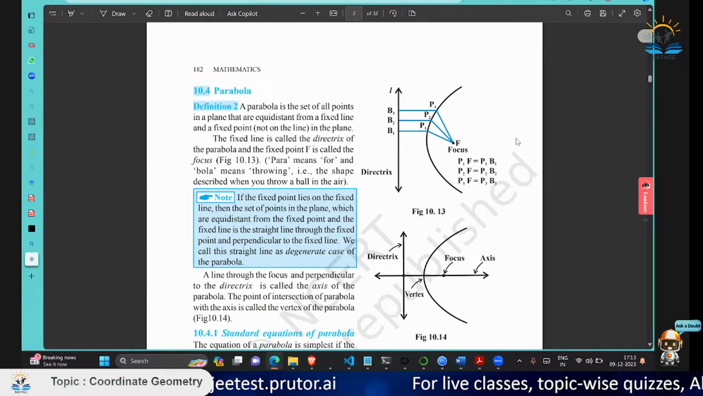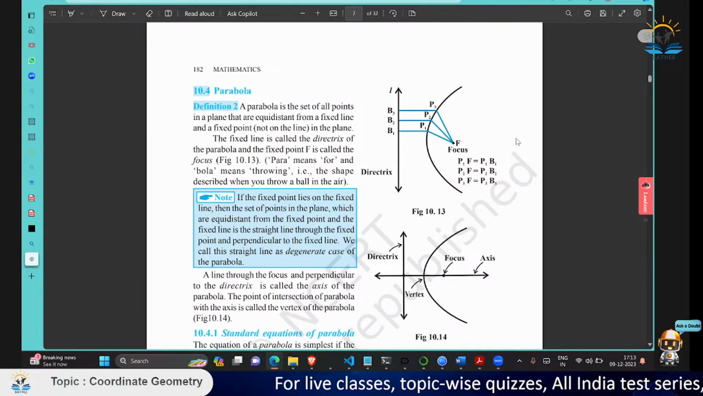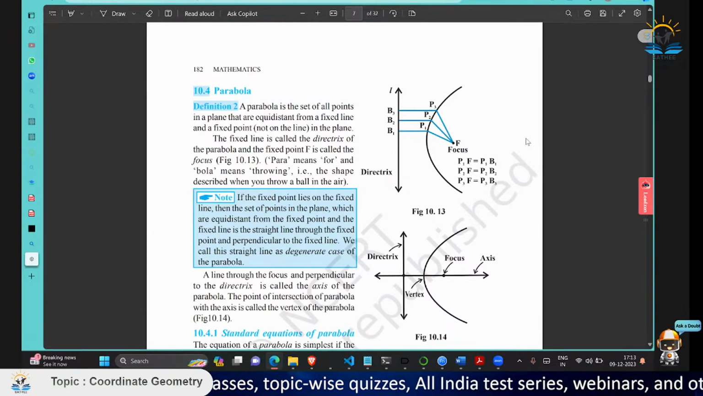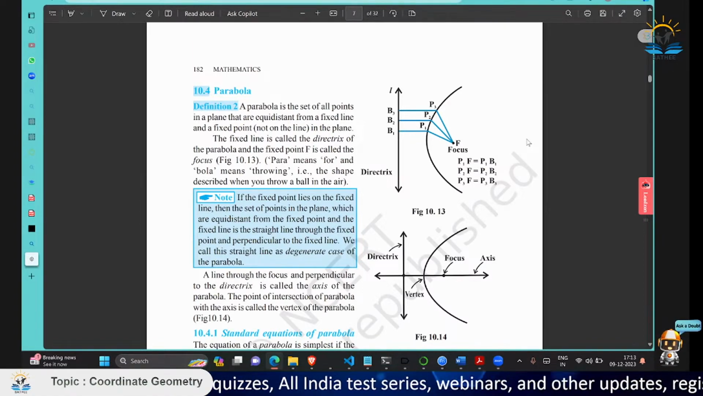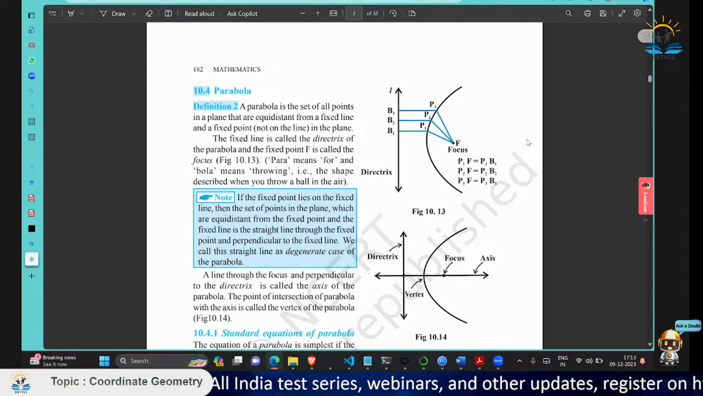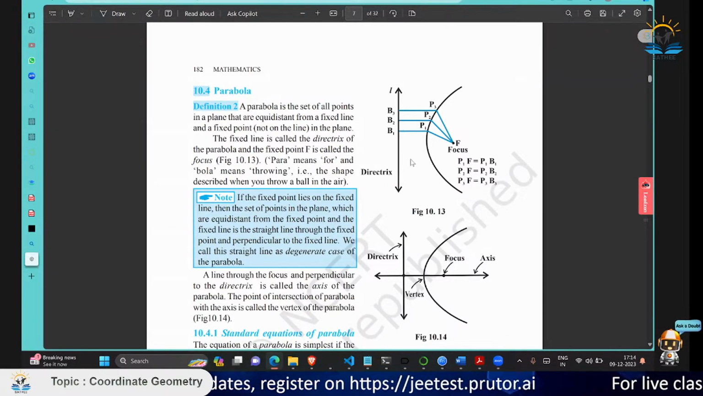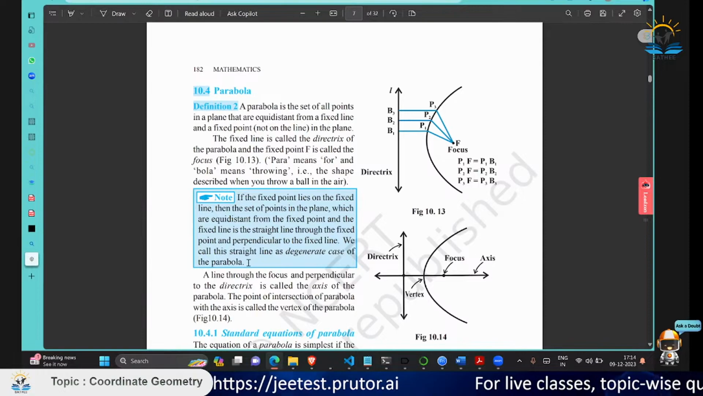So in the case of a circle, what we learned was that all the points of the circle were equidistant from the center. On the parabola, all the points are equidistant from the line and the point, which is not on the line. So this line is called the directrix of the parabola, and this point F is called the focus. These are the terms which you need to remember, and you must have played with these terms a lot while solving the questions.